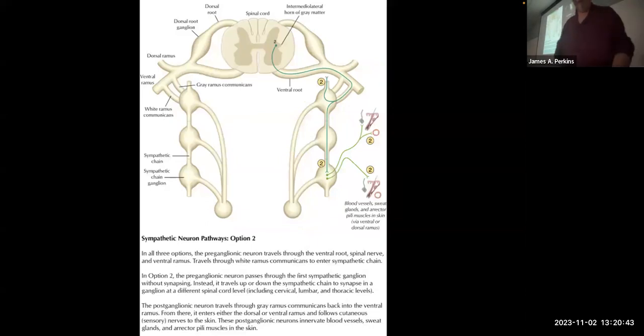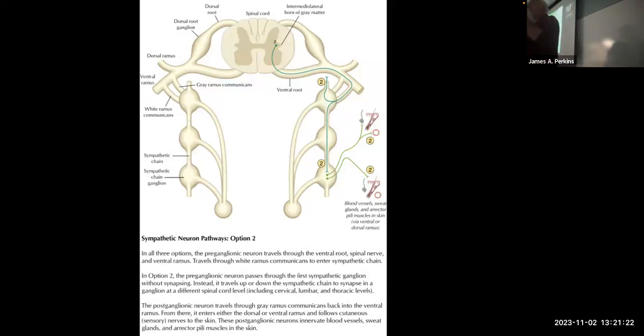All right, the second option, or second pathway. The first part of the pathway is the same. You've got preganglionic sympathetic neurons originating in the intermediolateral horn or gray matter of the spinal cord from T1 to L2. The axons leave through the ventral root into the spinal nerve, into the ventral ramus of the spinal nerve, pass through a white ramus communicans into the sympathetic chain. But here's where option two is different from option one.